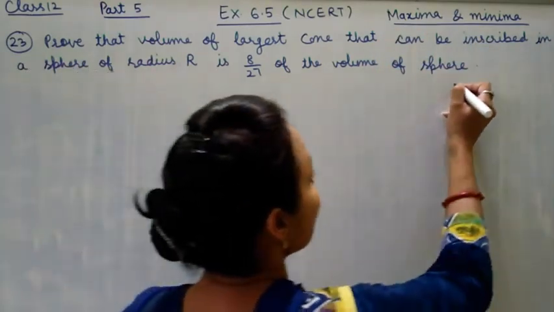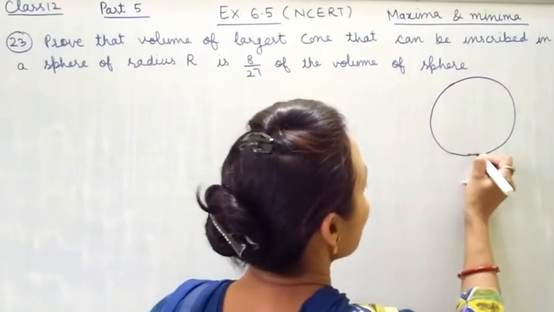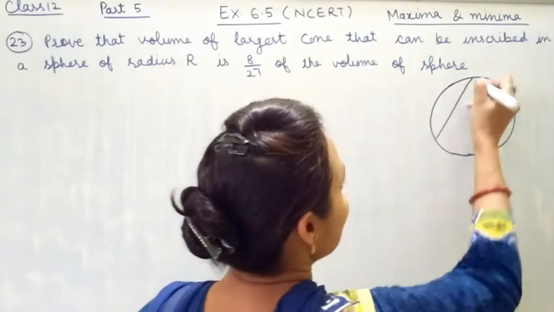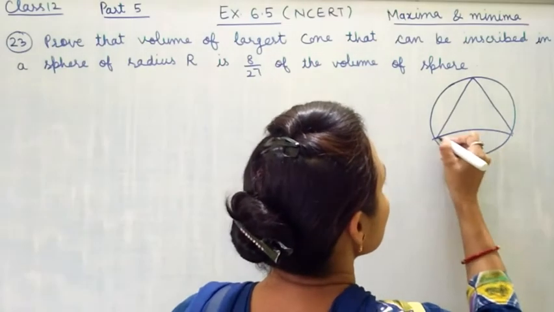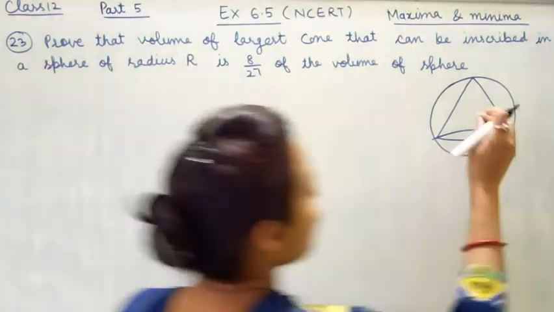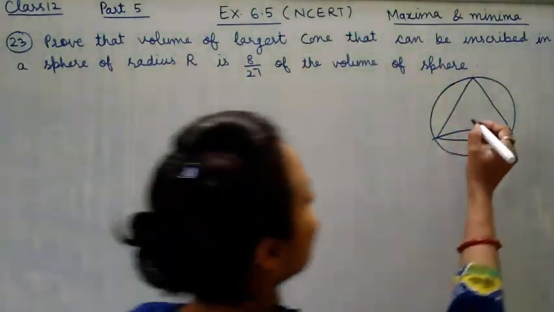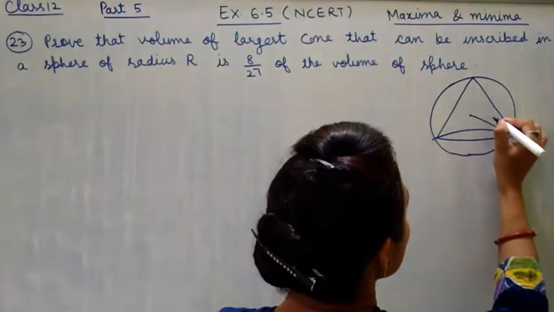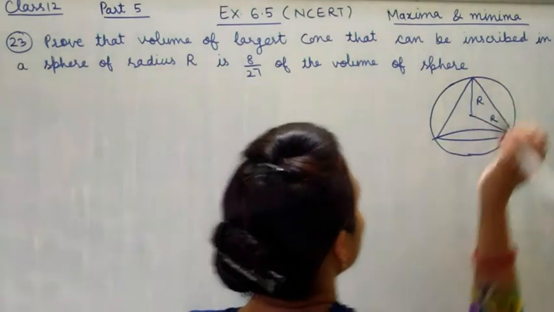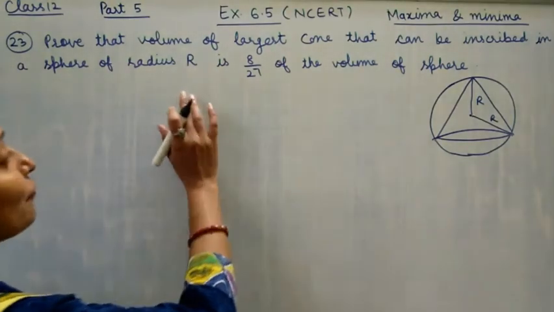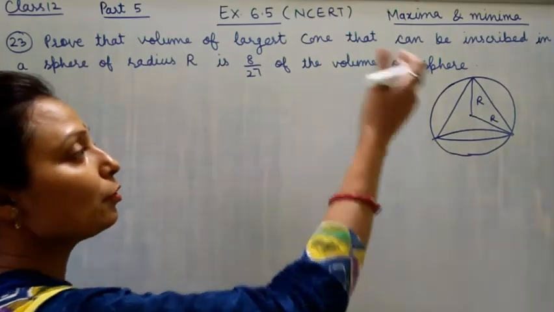So I will make a sphere, and the cone is inside the sphere like this. So this is inscribed in a sphere with radius R. The radius of the sphere is capital R. You have to show that the volume of the cone is 8/27 of the volume of the sphere.